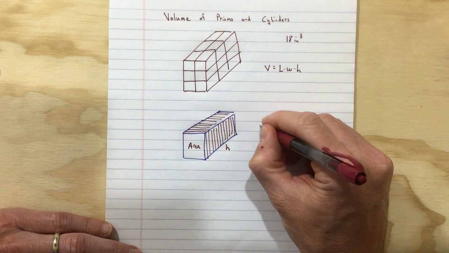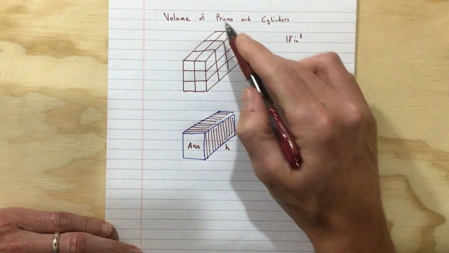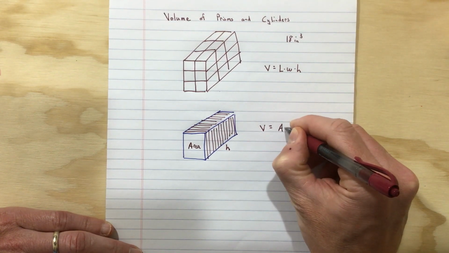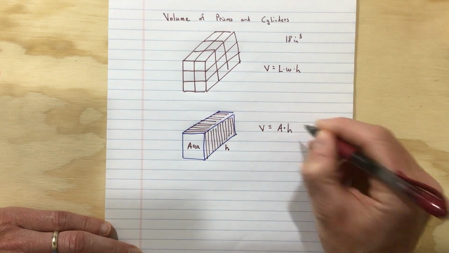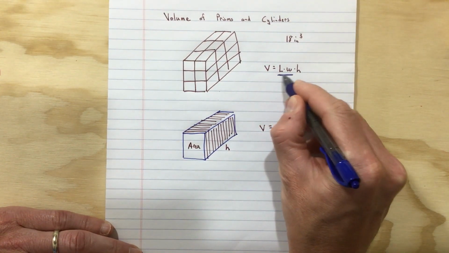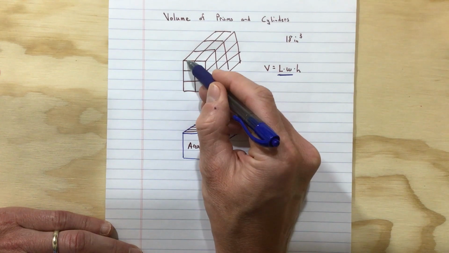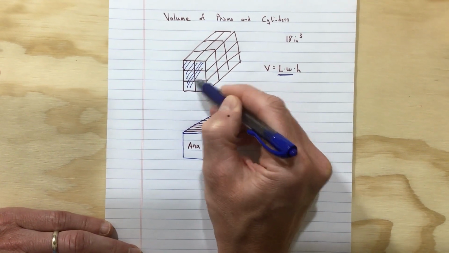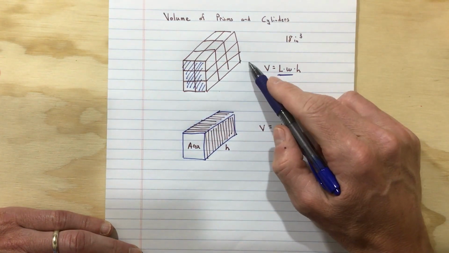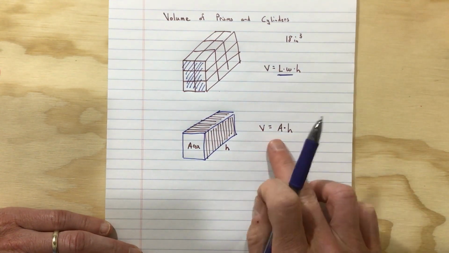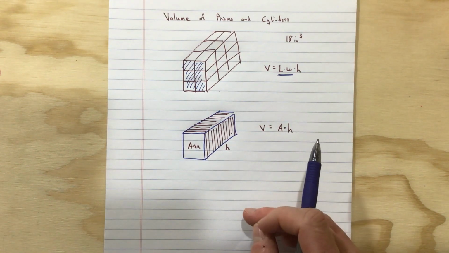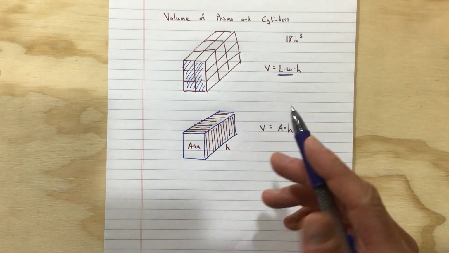And so then really the volume of any prism or in fact cylinder is really the area of that base times the height. Now in the traditional formula, clearly the length times the width gives us the area of this front face, right? So we take the area of that front face, which is 6, 2 times 3, and then multiply by 3, and we get the same thing. This is just the more generalized version of how to find the volume of a prism or a cylinder.